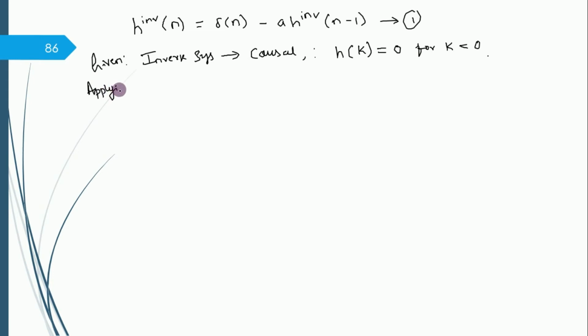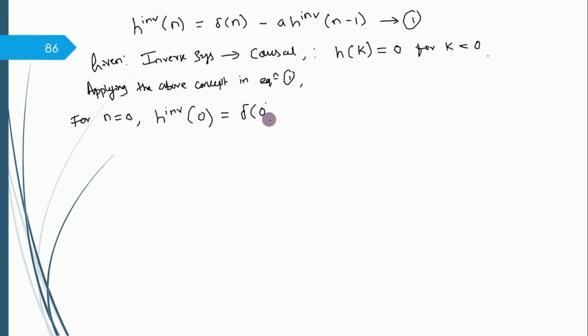Applying the above concept in equation 1, I substitute n equal to 0. H inverse of 0 is equal to delta of 0 minus a into h inverse of 0 minus 1, which is h inverse of minus 1. Now you know that a causal system says that h of k is equal to 0 for k less than 0.